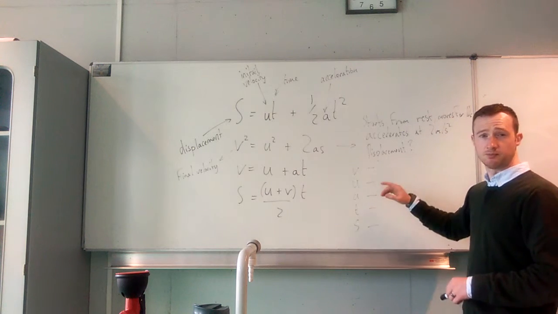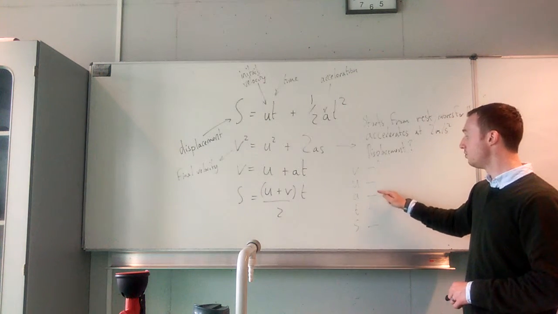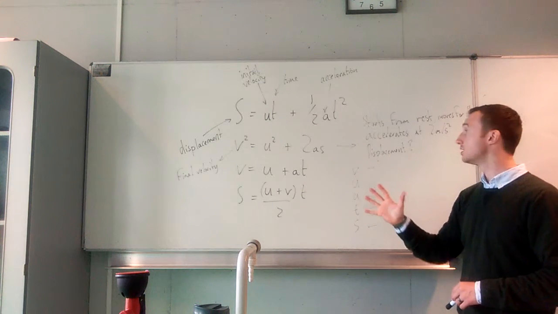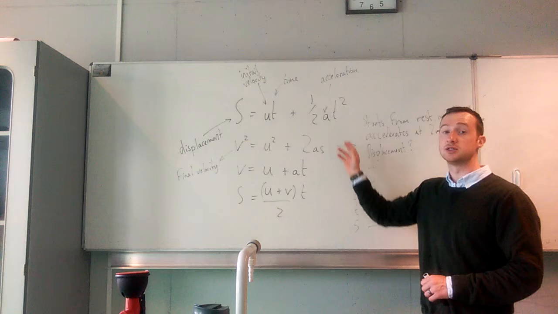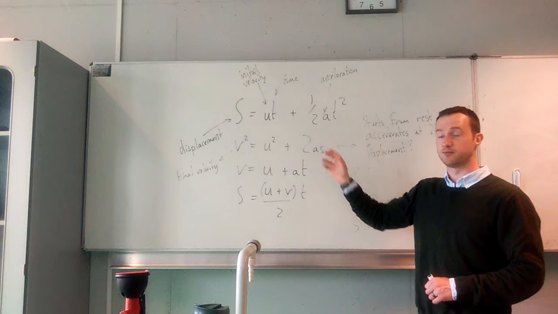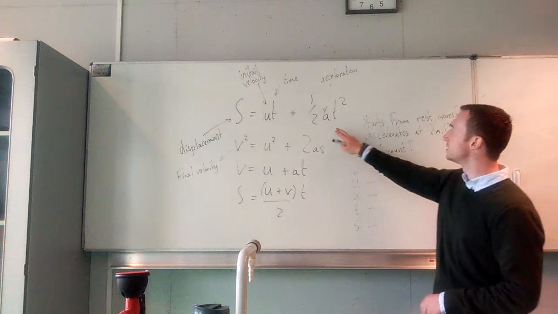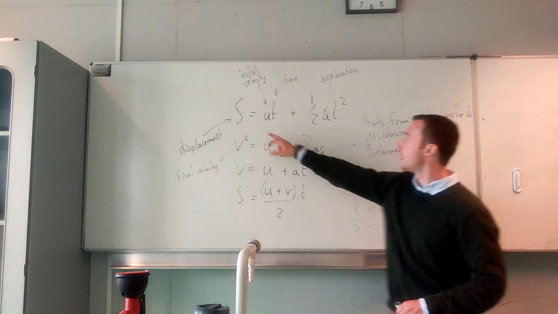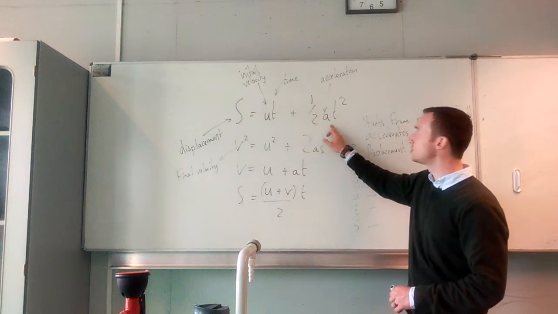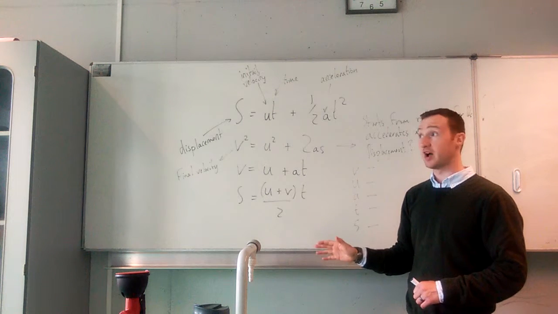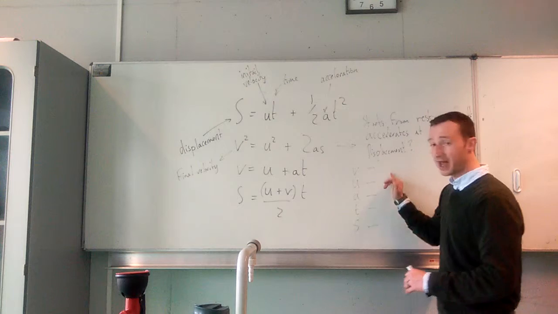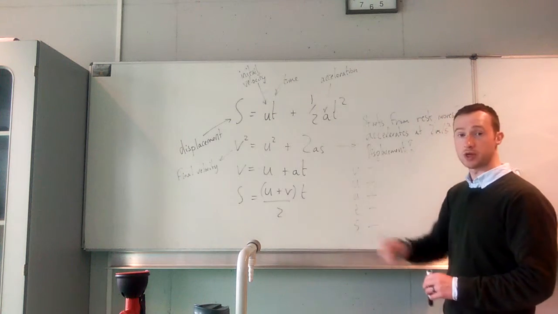So the first thing I do is write down V, U, A, T, and S. These are the 5 things that appear in any one of these equations of motion. You notice that each one of these equations has something missing from it. So S equals ut plus a half at squared doesn't have final velocity. It has everything else though. So this will help us decide which equation to use.